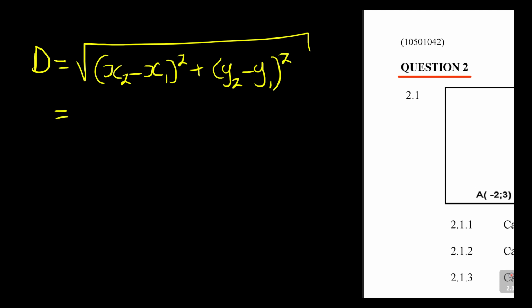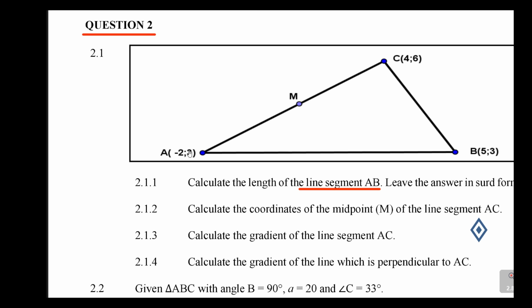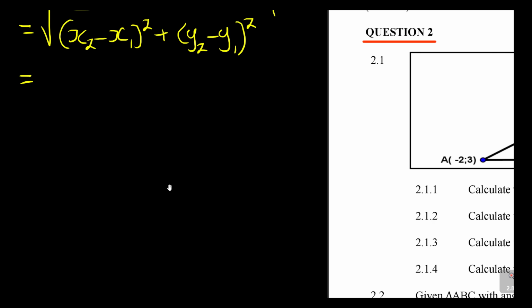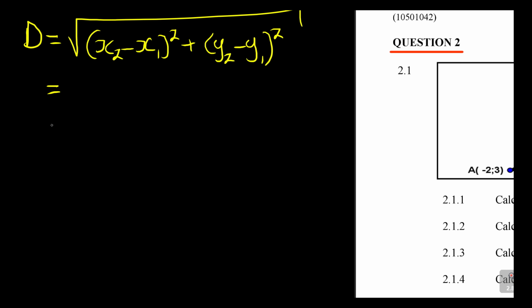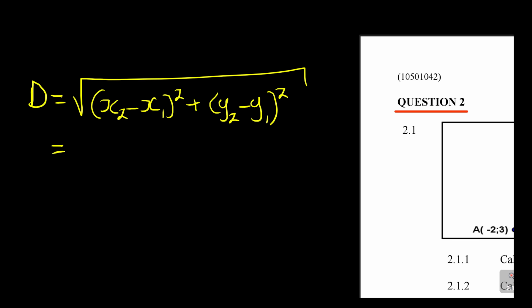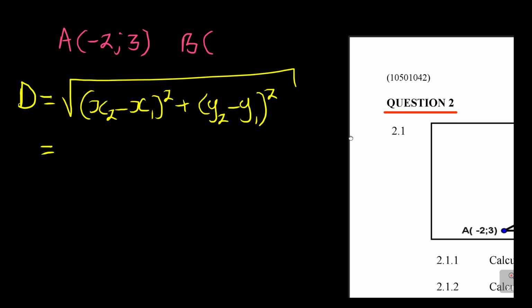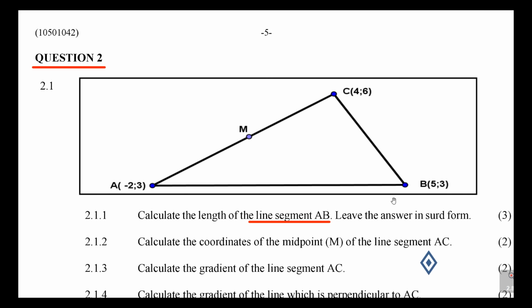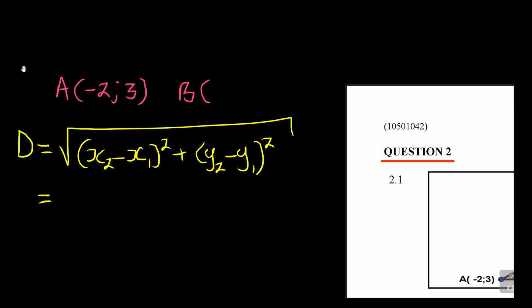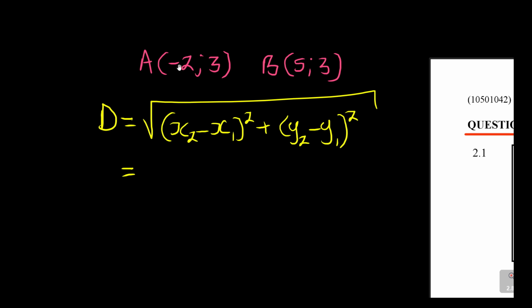Okay, so what you do is when you're given such a question, you need to ask yourself, what is my A? Now we are told A is negative 2, 3. Let me write it on top. That's much better. A is negative 2 and 3, and the coordinates of B is 5, 3. All right. So now I just have to apply this formula using these coordinates.